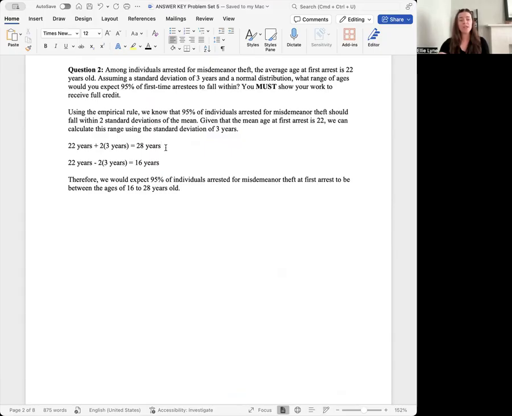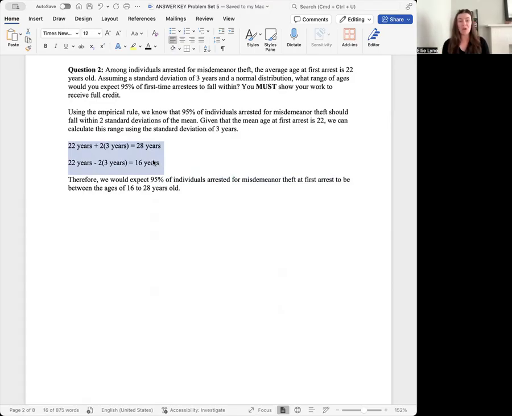And so our upper bound here is 28 years old on the positive end of our distribution and 16 years old on the lower end. In other words, how we would interpret this within the context of the problem is we would expect 95% of individuals arrested for misdemeanor theft at first arrest to be between the ages of 16 to 28 years old. So relating this back to the idea of the empirical rule, this is a really quick way that we can apply that concept of the normal distribution and the empirical rule to quickly assess how we would expect these ranges to be applicable here, right?